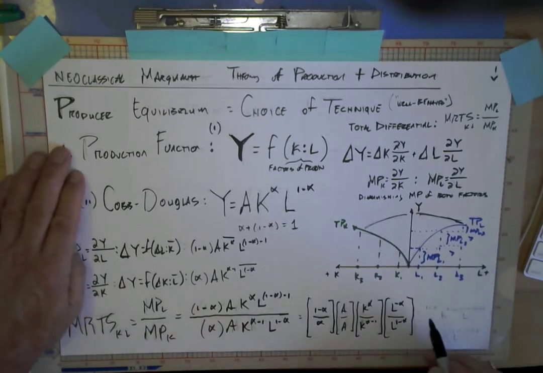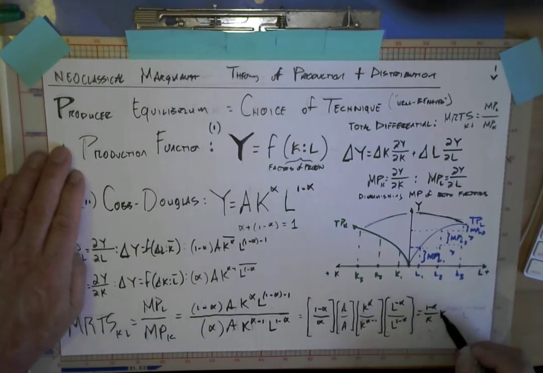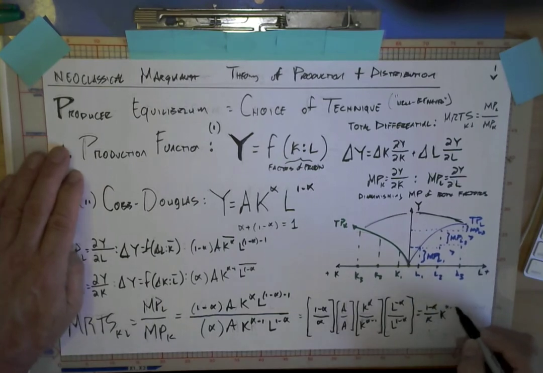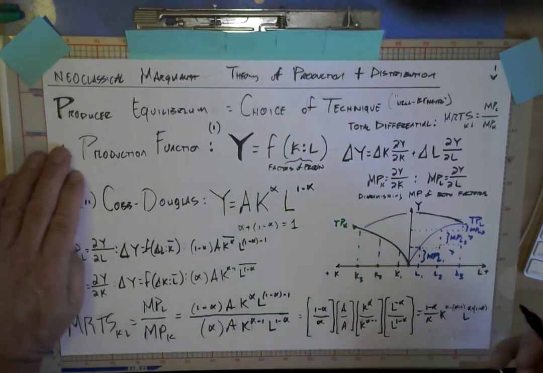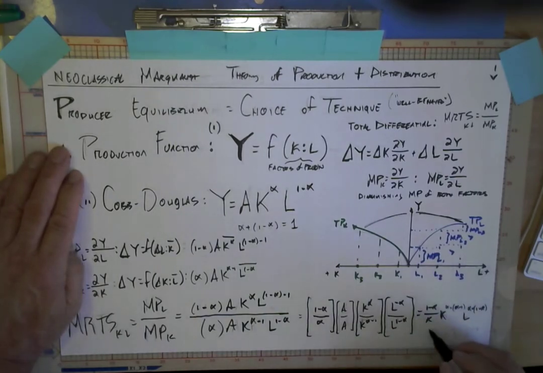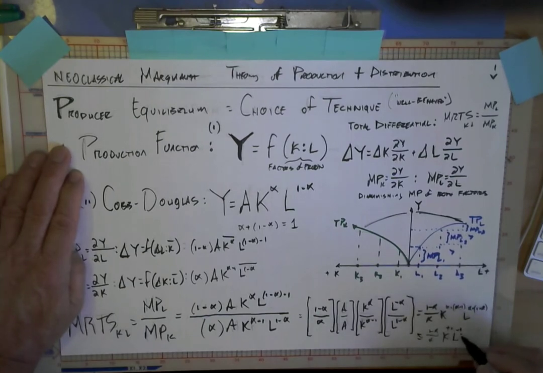So when you solve for that, you're going to have 1 minus alpha over alpha, K to the alpha minus 1 minus alpha minus 1, L to the negative alpha minus 1 minus alpha. When you go through and you do that, this is going to be 1 minus alpha over alpha times K to the positive 1, L to the negative 1. This is equal to 1 minus alpha over alpha, K over L.